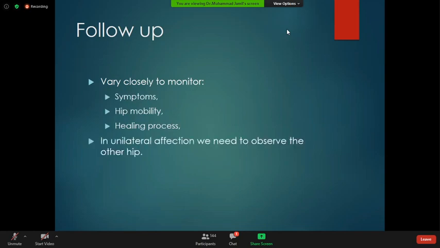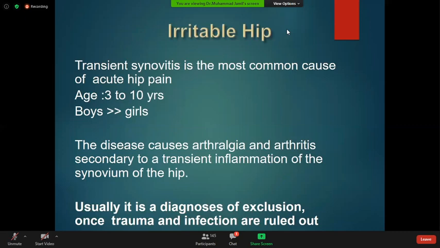So what will you observe? The symptoms, definitely the healing process, and in unilateral affection, we need to observe the other side. Another complication is irritability. Irritable hip. What is this? This is also called transient synovitis. It is the most common cause of acute hip pain. Sometimes we do X-rays and investigations, and nothing is there, but the patient feels pain. Why is there pain in the hip? This is transient synovitis.